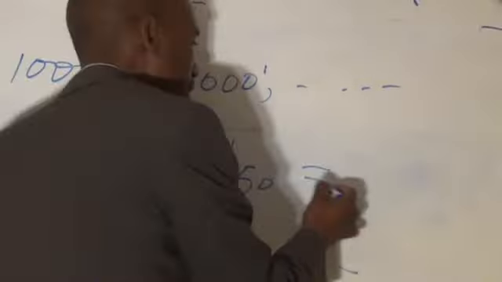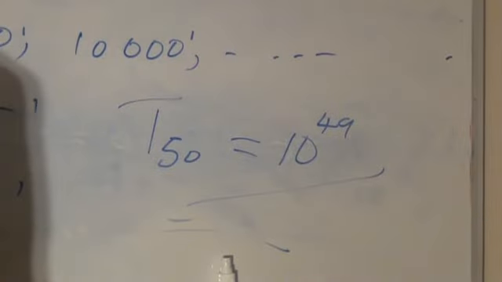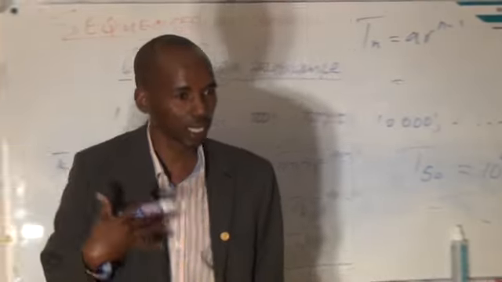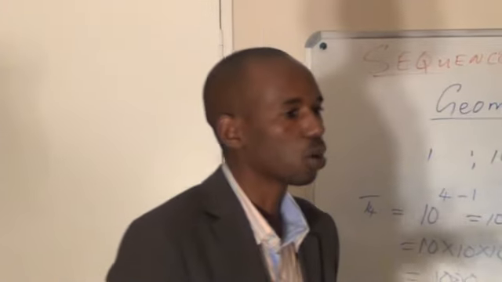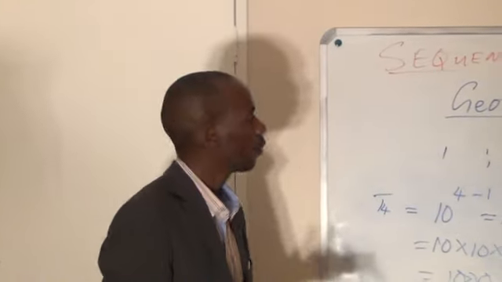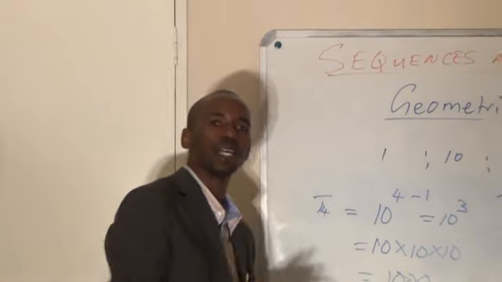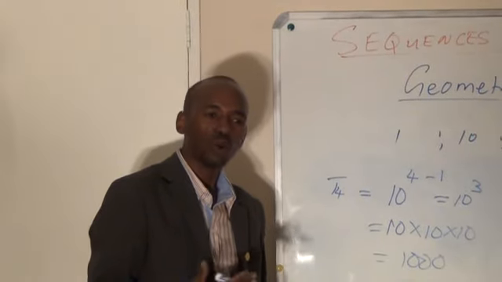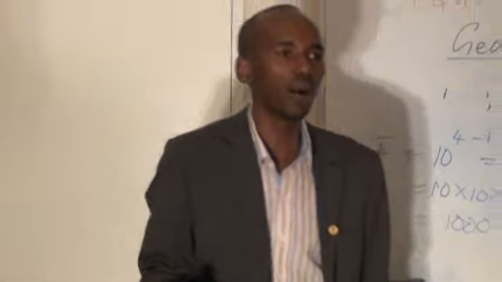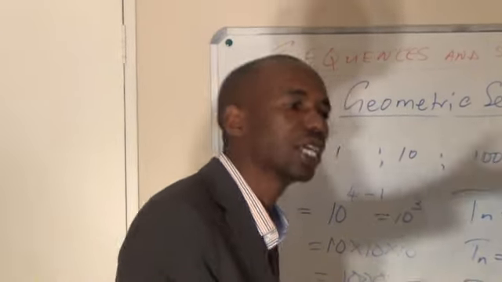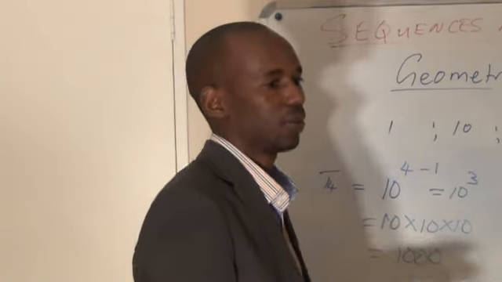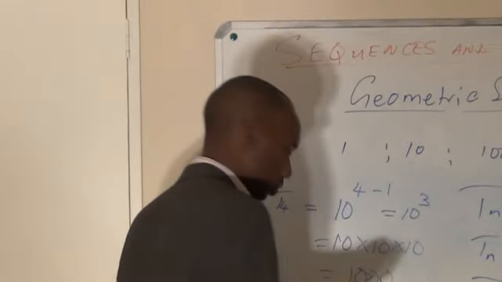So in general, I can actually come and ask you, okay, so what is T50? T50 will be 10 to the power 50 minus 1, 10 to the power 49. You can imagine, that's a very huge number. Again, that characteristic of geometric sequences growing very fast is evident here. But you'll notice, it's not in all cases where our sequence has to grow very fast. It can actually decrease very fast. Let's take a look at an example.